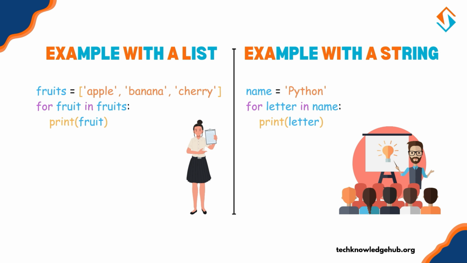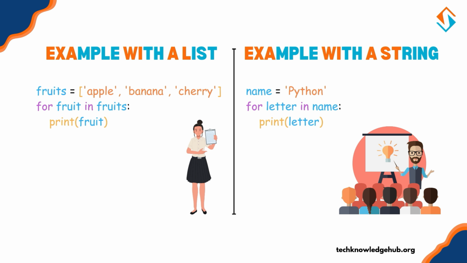Example with a list. Suppose we have a list of fruits and want to print each one. fruits = [apple, banana, cherry]. For fruit in fruits: print(fruit). This loop will print each fruit one by one. Here, fruit is the variable that represents each item in the fruits list. As the loop runs, it takes on each value in the list.